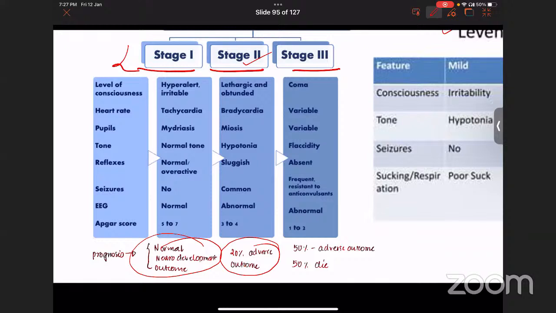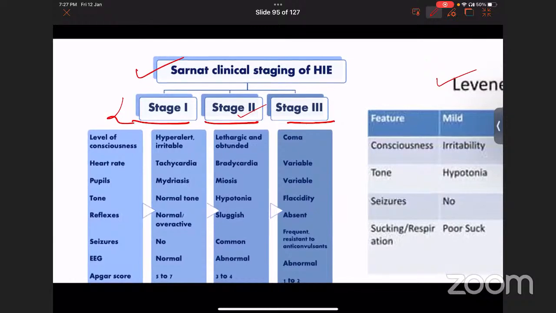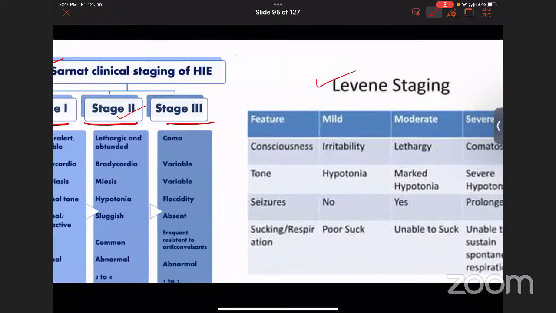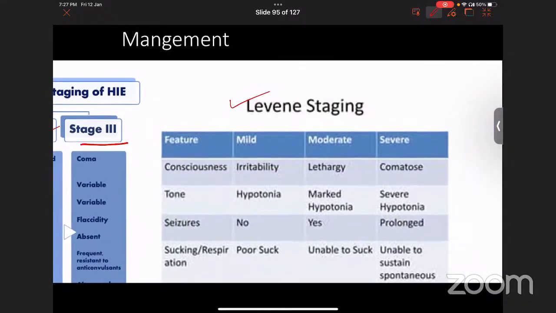Whereas stage 3 is very detrimental, 50% will die and the other 50% will have an adverse outcome. So, for prognosticating the future of the baby, whether the child will have a normal neurodevelopmental or neurosensory outcome, or the child may die, or go on to a severe neurodevelopmental outcome like cerebral palsy, it can be done by the Sarnat classification, that is, Sarnat clinical staging.